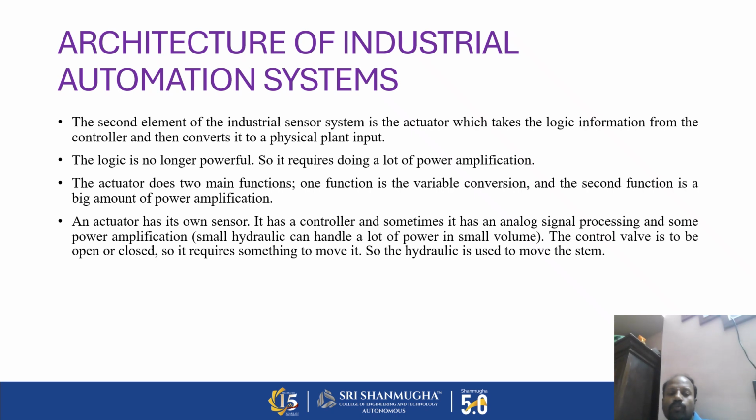The actuator does two main functions. One function is variable conversion, and the second function is a big amount of power amplification. An actuator has its own sensor, it has a controller, and sometimes analog signal processing and some power amplification. In the hydraulic case, we can handle a lot of power in a small volume. The control valve is to be opened or closed, so it requires something to move. The hydraulic is used to move the stem. This is one example of a hydraulic actuator.